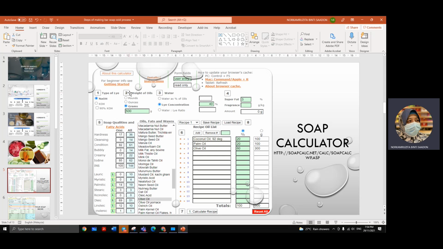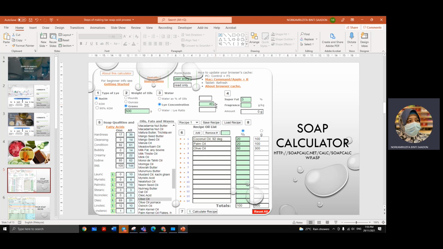And you're going to measure your oil in grams, so you just take grams. And then for water, we're going to look for the lye concentration, which is 40%. The range of lye concentration can lie between maybe 25 to 50%. I like to use 40%, just a middle value. And then the superfat that you're going to use, you can put 1%, 2%, not more than 5%.